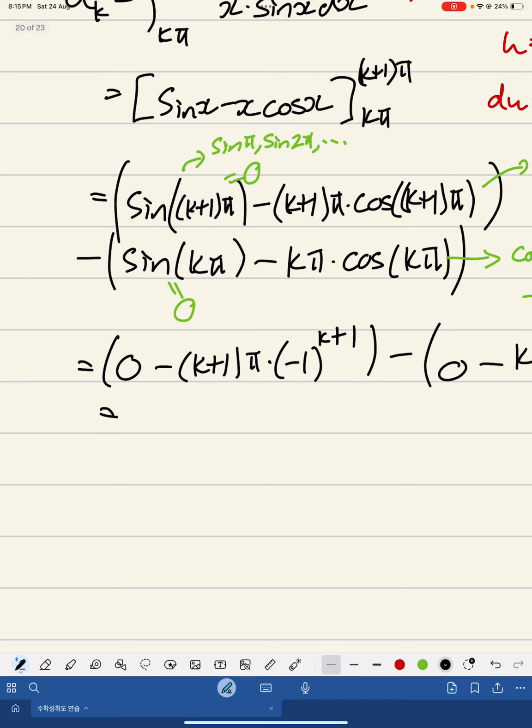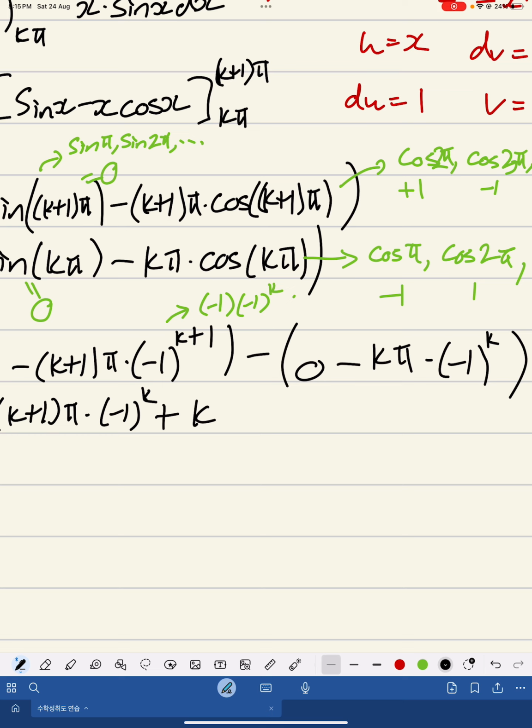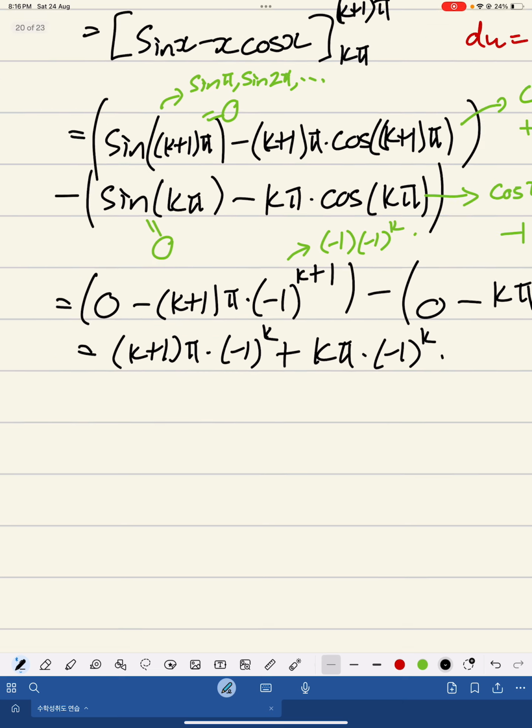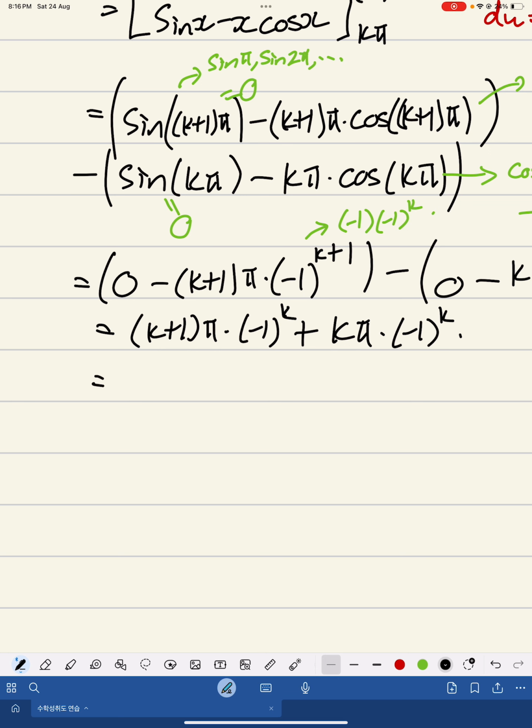which happens to be, because the k+1 index can be written as -1 times (-1)^k. We can actually multiply the minus in front over here to cancel out to get (k+1)π times (-1)^k, and then the minus cancels out, plus kπ times (-1)^k. Therefore, we can factorize the (-1)^k times π, which will leave k+1 plus k, which is 2k+1. Beautiful. So this is a_k.